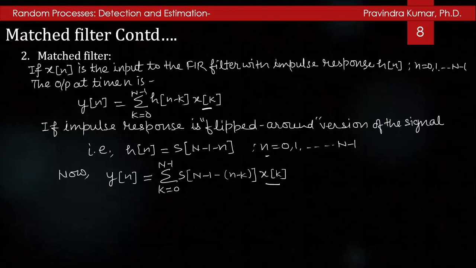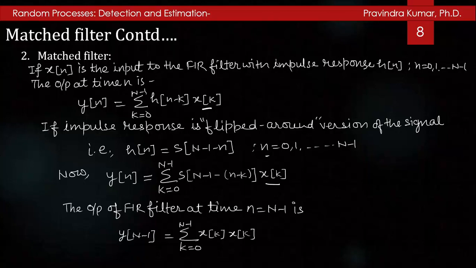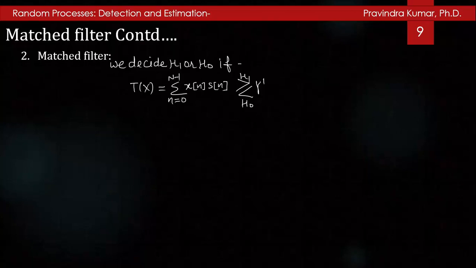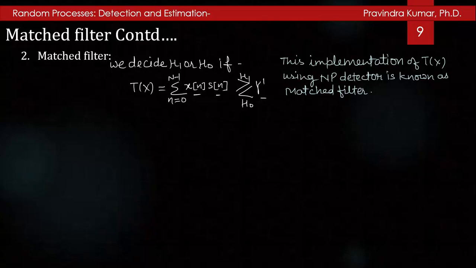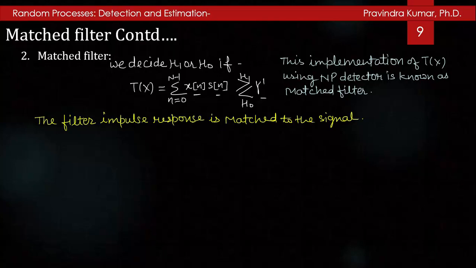Now the output of the FIR filter at time n = N-1 is y[N-1], equal to the summation k = 0 to N-1 of x[k]s[k]. So we decide H1 or H0 if the test statistic T(x), equal to the summation n = 0 to N-1 of x[n]s[n], is greater than or less than the threshold value gamma dash. This implementation of the test statistic using the NP detector is known as the matched filter, and the filter impulse response is matched to the signal here.